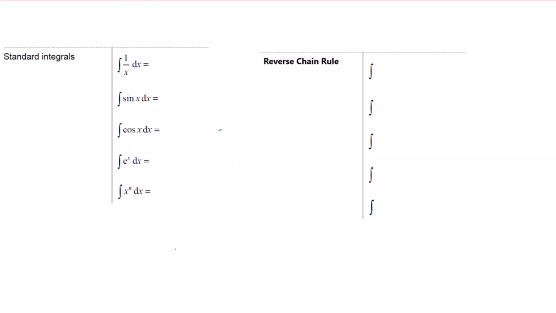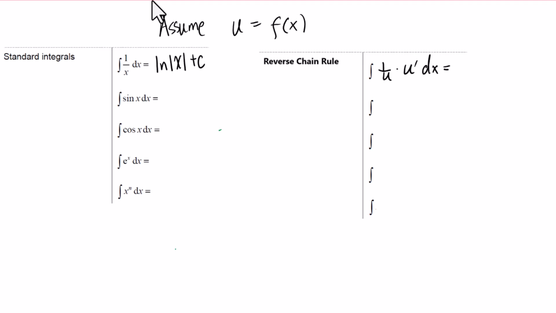This video is about reverse chain rule. Assume u is a function of x. For standard integrals, the integral of 1 over x dx equals natural log of absolute value of x plus c. For reverse chain rule, the integral of 1 over u times u prime dx equals natural log of absolute value of u plus c.